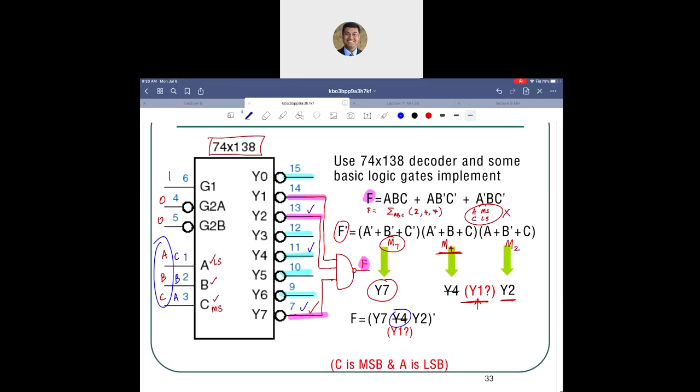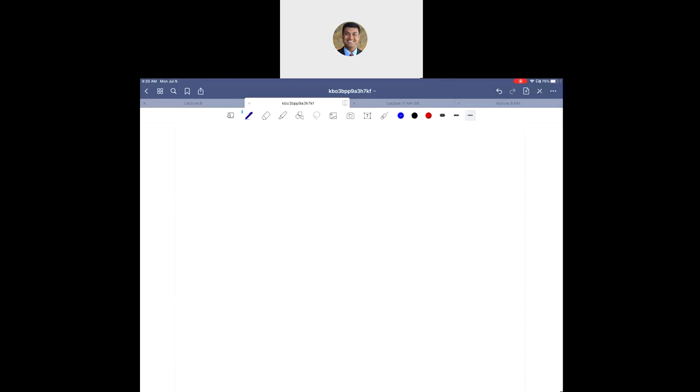Now let us play with this a little bit more. Let us say I have an arbitrary function. Let's suppose I have a summation, with A, B, C as my inputs, and I say 1, 2, 3. That's it. So this is a sum of minterms, which is essentially the canonical sum of products.